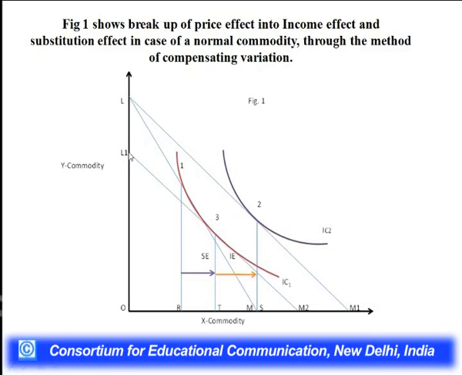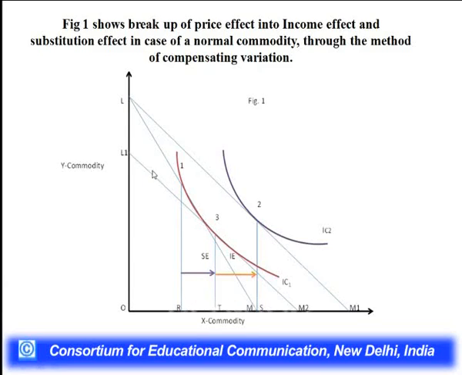And a new price line, L1M2, is drawn, which is parallel to LM1, showing that relative prices have changed but real income is constant. Consumer is again on IC1, but now the equilibrium is not on 1, equilibrium is at point 3. Now the consumer reaches from 1 to 3 and this is the substitution effect. He is buying now OT of the commodity. So we see RT is the substitution effect because it is due to the change in only relative prices while the real income remains constant.